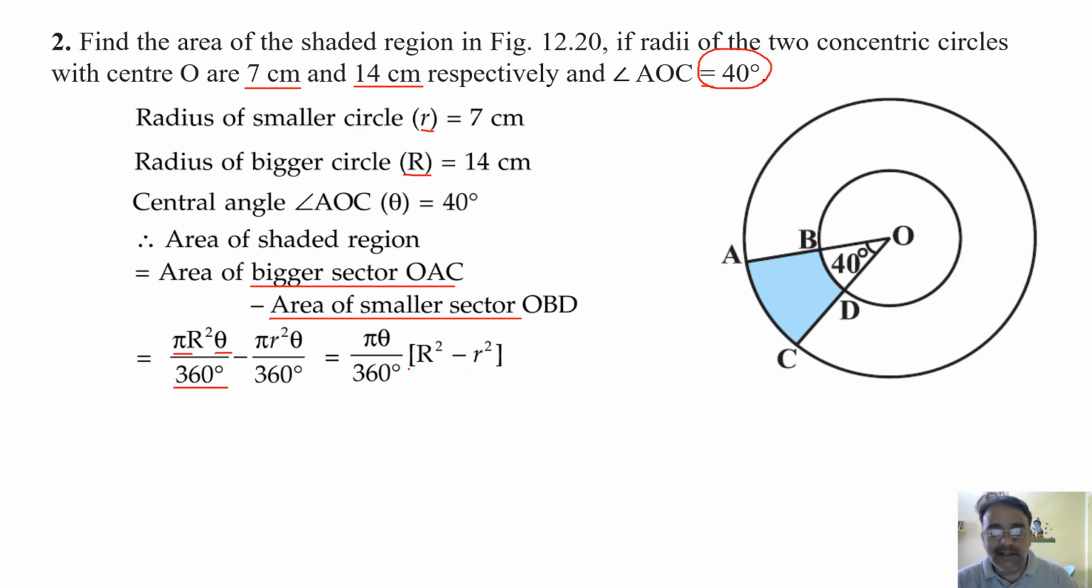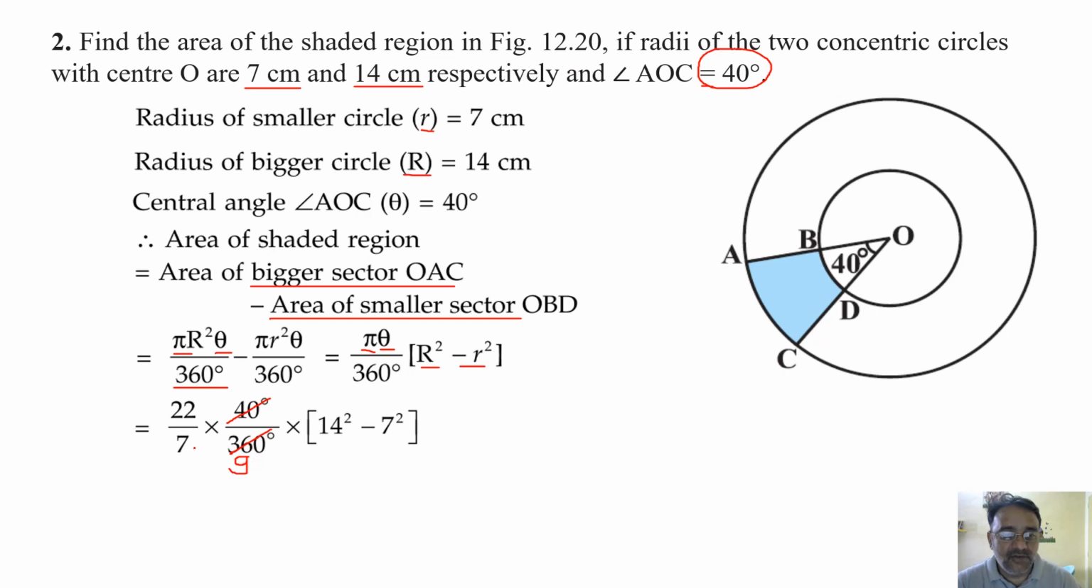Now we'll substitute all the values. The value of pi is 22 by 7. The value of theta is 40. So 22 by 7 into 40 by 360, 14 square minus 7 square. So यहाँ पे we can cancel this, to 9 मिलेगा.